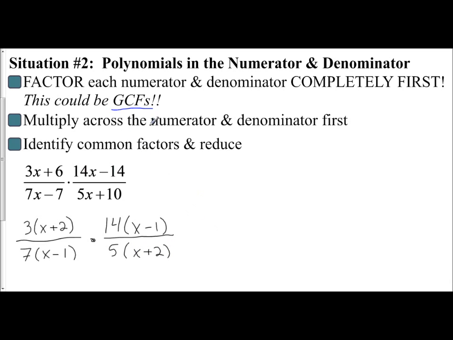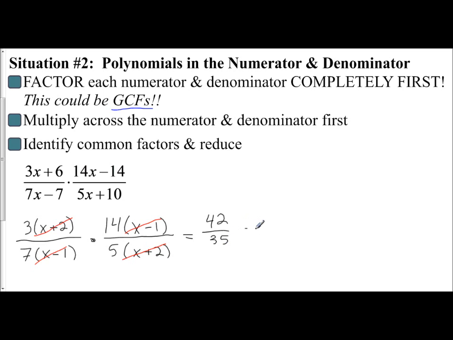Now the second step says multiply across the numerator and the denominator. Now I don't show that because if I multiply across the numerators, I'm just going to put them next to each other. It's like extending this fraction bar. If I see all multiplication going on, then I can just go right to crossing out any common factors. It has an x plus 2 here and here. It has an x minus 1 down here and up here. And so I'm left with 3 times 14 on the top, which is 42. I'm left with 7 times 5 on the bottom, which is 35.